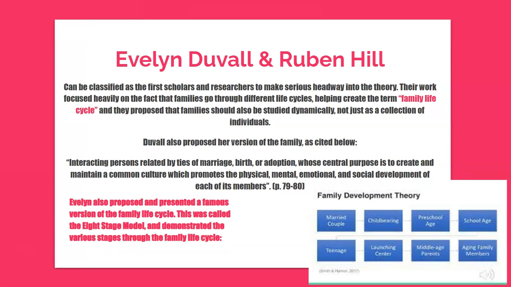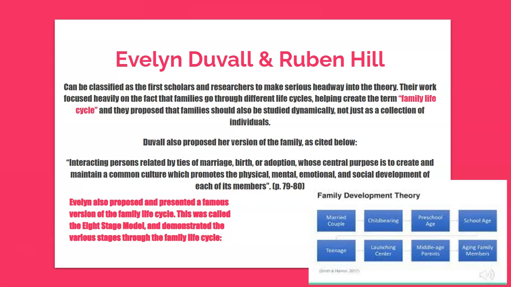Next, we return to Evelyn Duvall and Reuben Hill. They can be classified as the first scholars and researchers to make serious headway into the theory. Their work focused heavily on the fact that families go through different life cycles, helping create the term family life cycle, and they proposed that families should also be studied dynamically, not just as a collection of individuals. Duvall also proposed her version of the family, as cited below.